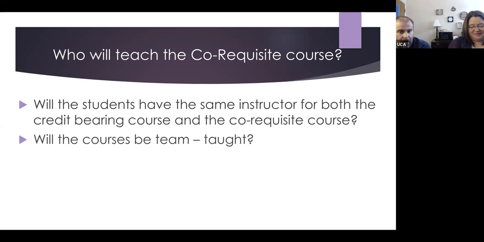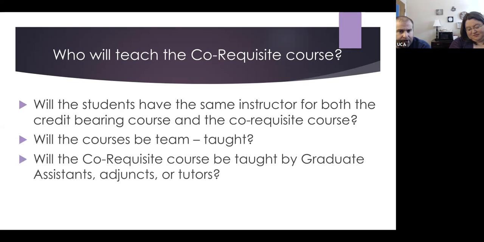As we talked about, team taught might be an option. And then at UCA also, in our math side, we have some graduate teachers that teach the college algebra course. They don't do it for us, but they do it in the math department. So we know sometimes your transitional team is paired with some GAs, so they might be a part of your co-requisite design. Also, adjuncts and tutors can be part, depending upon what kind of design you land on.